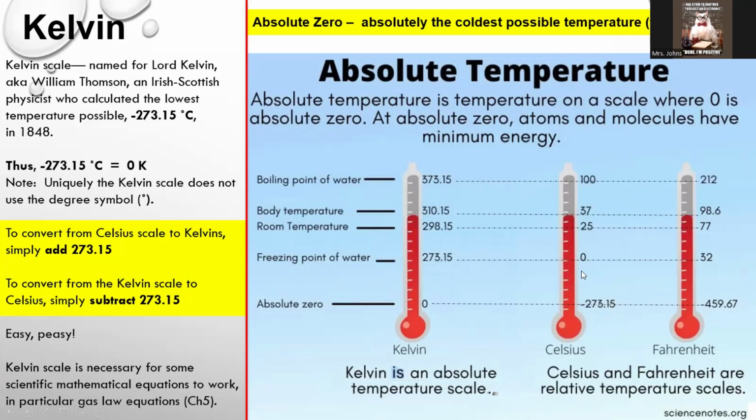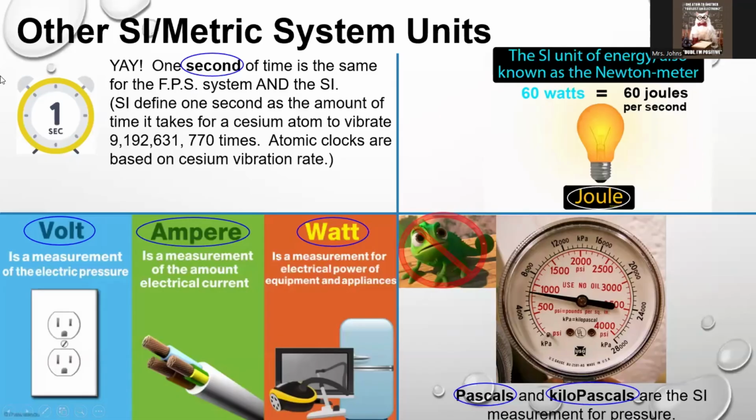And if we want to say, okay, well, 0 Kelvin is equal to what Celsius degree equivalent? Then we would subtract 273.15, and it's equal to negative 273.15 Celsius.